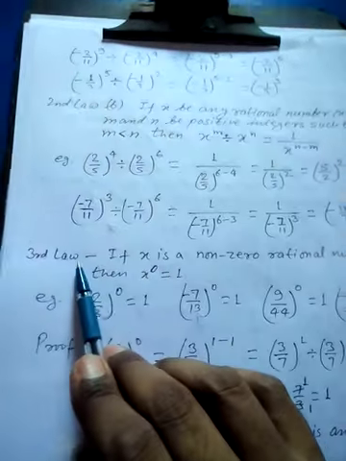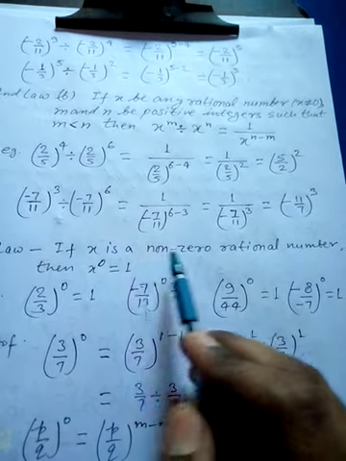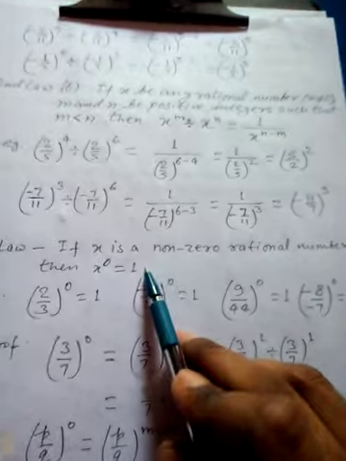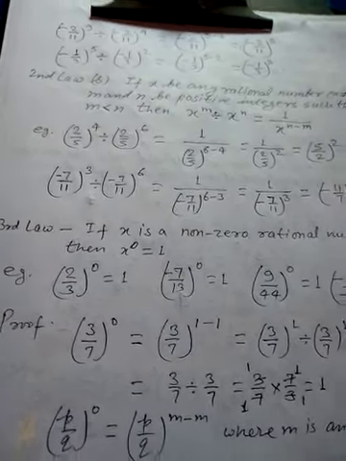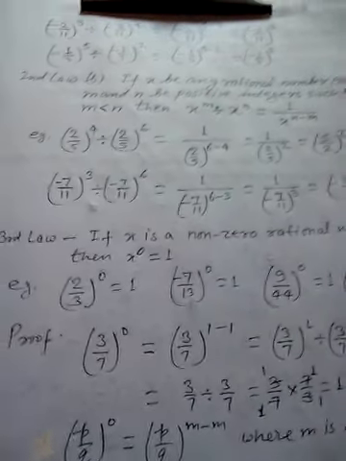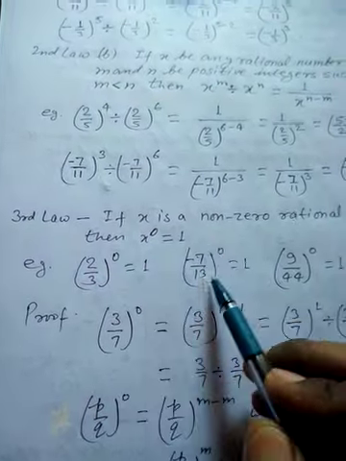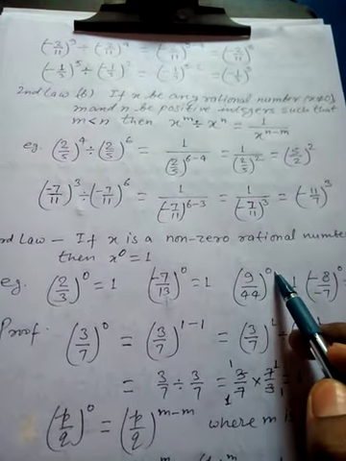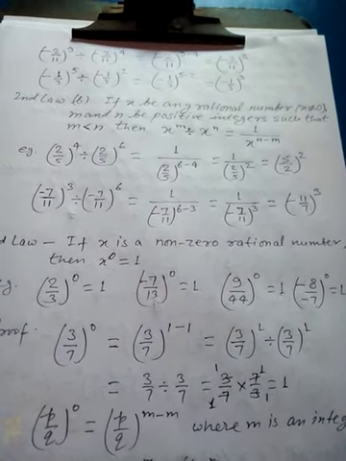In the next law, the third law, if x is a non-zero rational number, then x to the power 0 is 1. Any rational number to the power 0 is 1. For example, 2 by 3 to the power 0 is 1, minus 7 by 13 to the power 0 is 1, 9 by 44 to the power 0 is 1, minus 8 by minus 7 to the power 0 is 1.